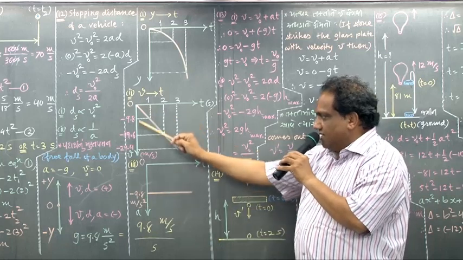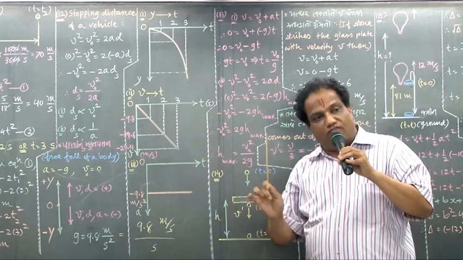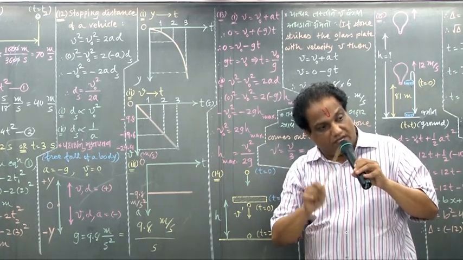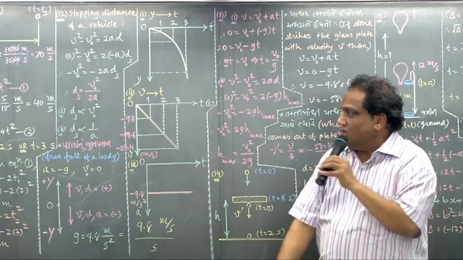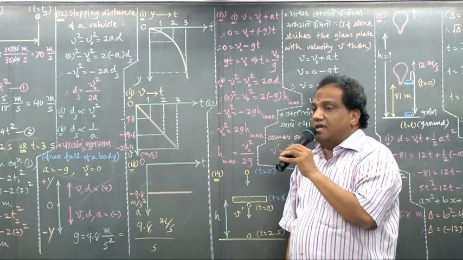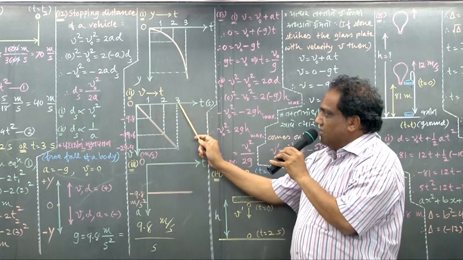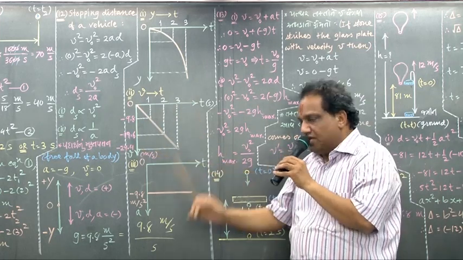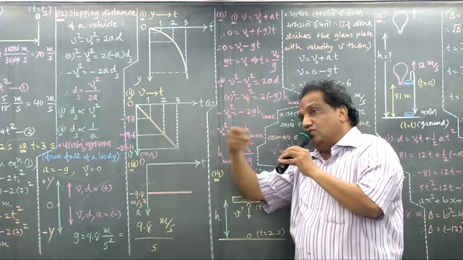Because velocity increases uniformly. Velocity increases uniformly means for every given equal increase in the time, the increase in velocity also must be the same. Between 2 and 1, what is the increase in time? 1 second. This minus this is also 9.8. This minus this is again 1 second. Again this minus this is again 9.8. So as time increases uniformly, velocity also increases uniformly.